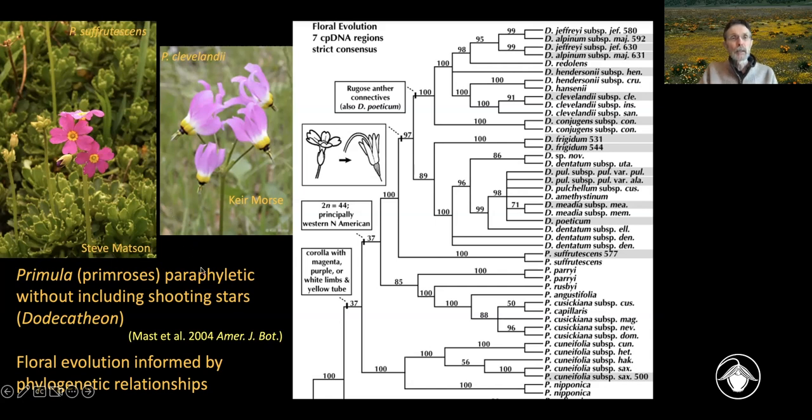Whereas it turns out that here we see Dodecatheon in this tree. Basically, everything to the right of this branch here is Dodecatheon in its traditional sense. You can see it's a monophyletic group. Dodecatheon represents all the descendants of a common ancestor at this point in the tree. This is a molecular phylogeny produced by Austin Mast and colleagues. But we can also see that Dodecatheon is nested phylogenetically within a grade called Primula.